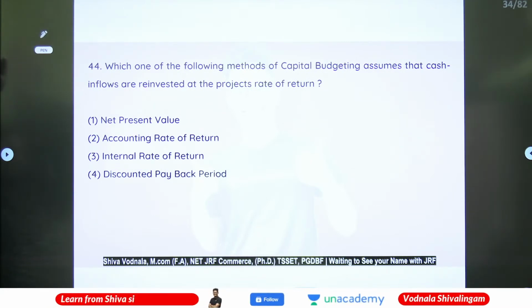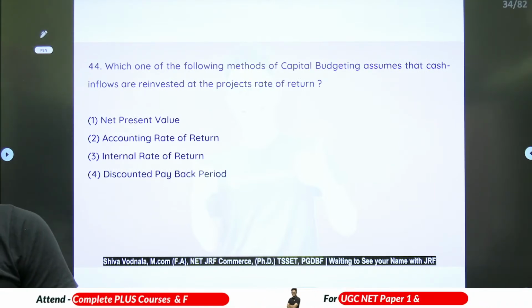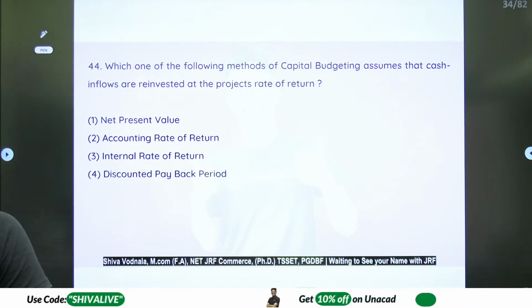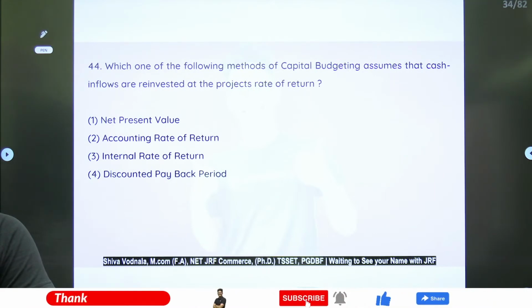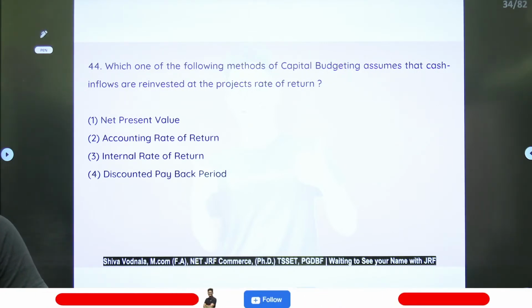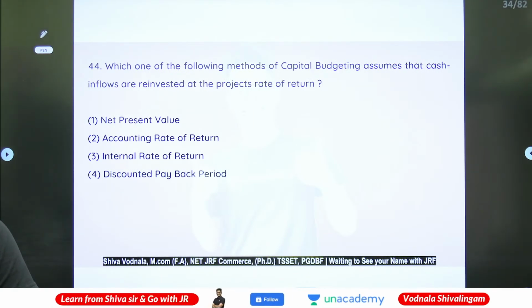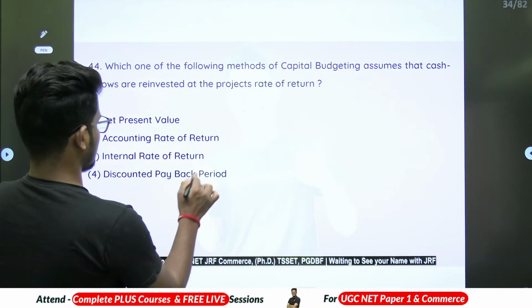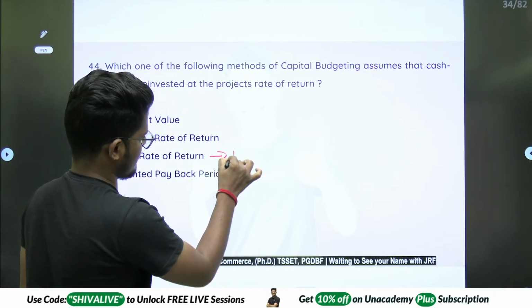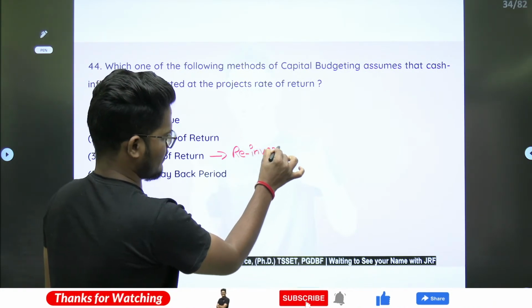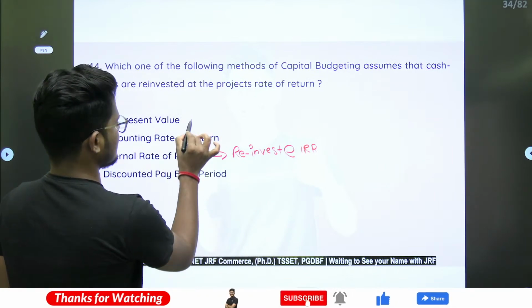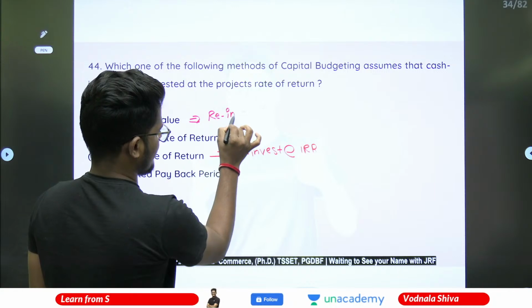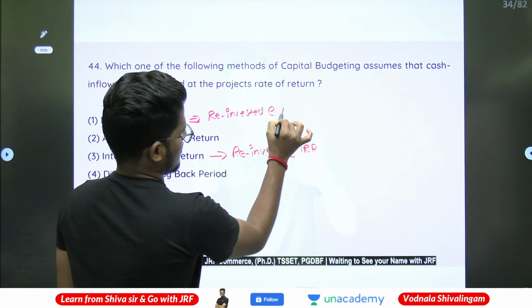Which of the following methods of capital budgeting assumes cash inflows are reinvested at projected rate of return? Yes, only a single method assumes cash inflows are reinvested at IRR, whereas net present value assumes cash inflows are reinvested at cost of capital.